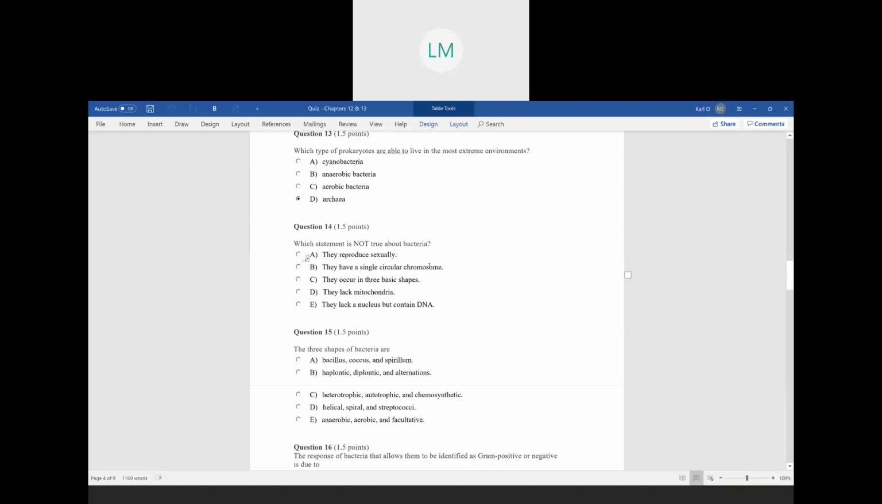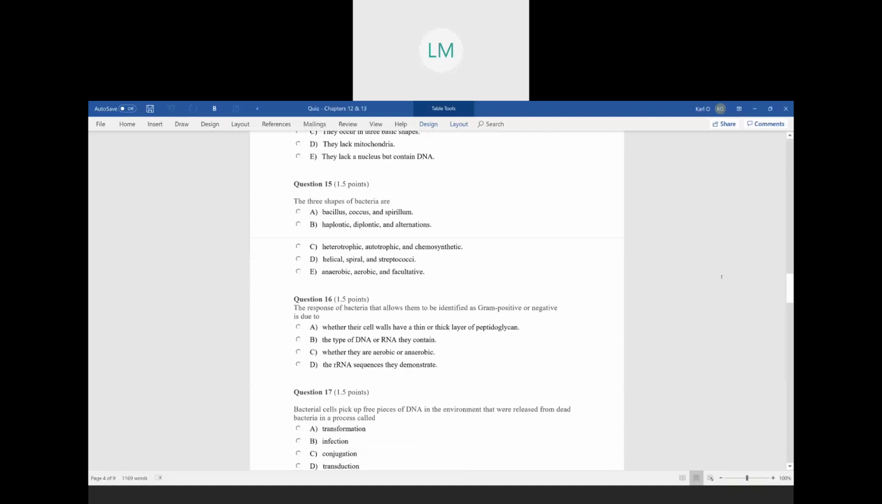They have a single circular chromosome, that is true. They occur in 3 basic shapes, that's also true. They lack mitochondria, also true. And they lack a nucleus but contain DNA. All of those 4 things are true, so A is going to be our best answer here. They reproduce sexually, that is not true about bacteria.